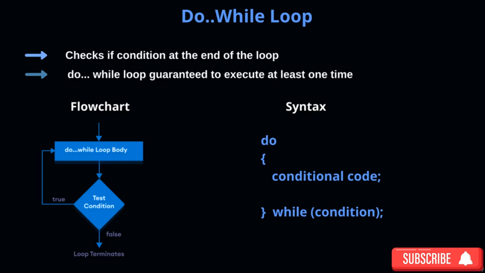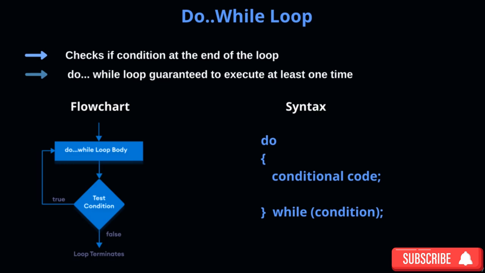So as you can see here, it's do, conditional code, and after the conditional code in the while you can add the condition, and that must be terminated with the semicolon also, that is mandatory. So here is the code block and then a condition. If false, it will get terminated. If true, it will keep on executing. So as it is written, do while loop is guaranteed to execute at least one time, because the condition is being checked after the first execution.